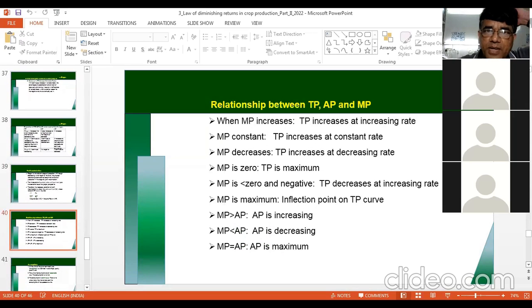Now, the relationship between TP, AP, and MP, you yourself can go through it. These are quiz questions for you. For example, when MP increases, TP increases at an increasing rate, and you please go through it. Every point is very, very important for you. Try to understand. It is just repetition of the things in different forms. I have shown you in the table, like MP is greater than AP, AP is increasing; MP is less than AP, AP is decreasing. So these are quiz questions, very important.